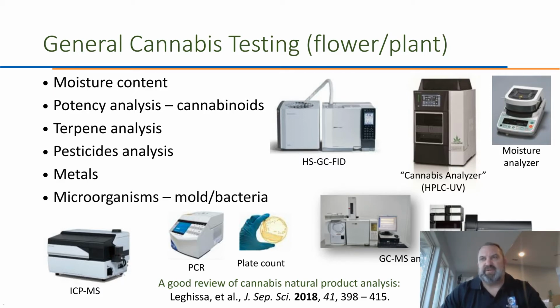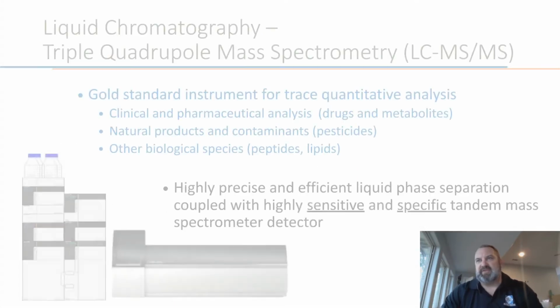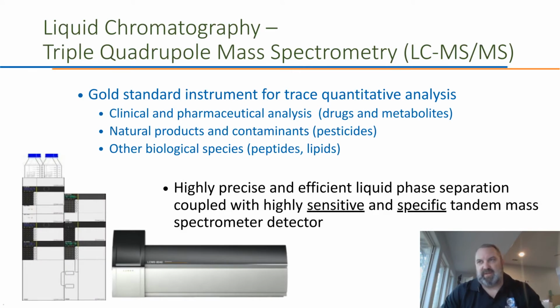I'm going to go a little bit more in depth into a technique called liquid chromatography tandem mass spectrometry. This is a technique that uses a fancier mass spectrometer, a triple quadrupole mass spectrometer. The combination of these techniques really is already the gold standard for trace quantitative analysis in a lot of areas, including clinical analysis, looking, as we've already mentioned, at pesticides, but labs use these things very regularly to interrogate biological species, peptides, lipids in very complex mixtures.